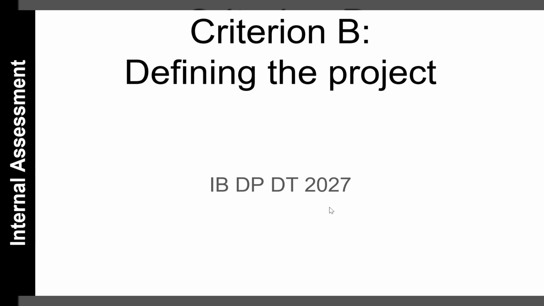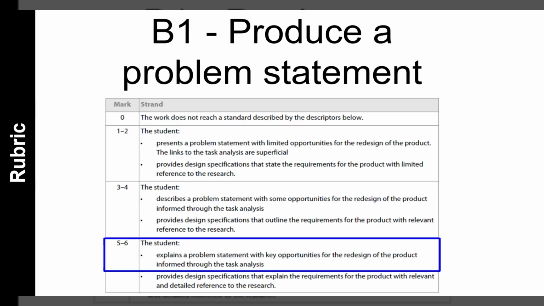So for your internal assessment for 2027, criterion B, defining the project. B1 is produce a problem statement. Now notice that the changes from criterion A is out of 9 marks. It changes to 6 marks for criterion B.